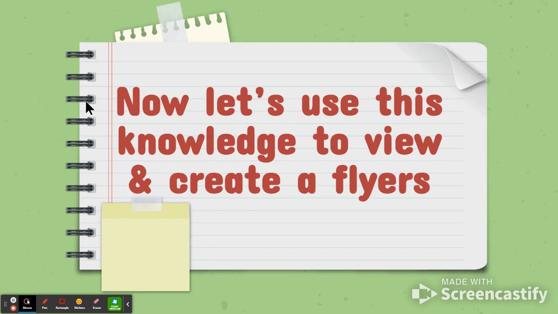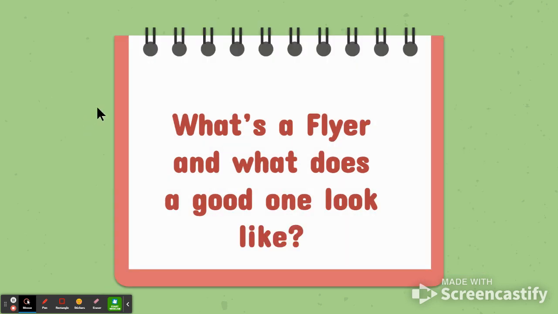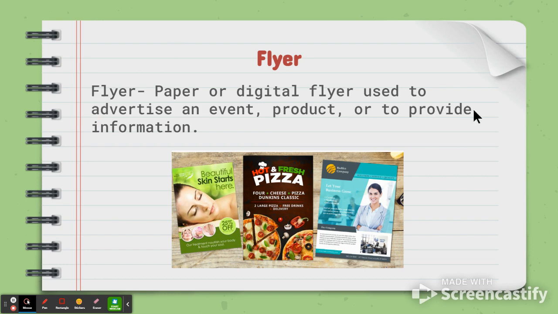All right, so now that we've talked about all those different tools that we can use in order to create and format our document, let's talk about what we're going to be creating in Microsoft Word first. We are going to be creating a flyer. So what is a flyer and what does a good one look like? A flyer can be paper or digital, and it's going to advertise an event or product or provide some type of information. In our instance, we are going to be using a flyer to promote our mobile business.